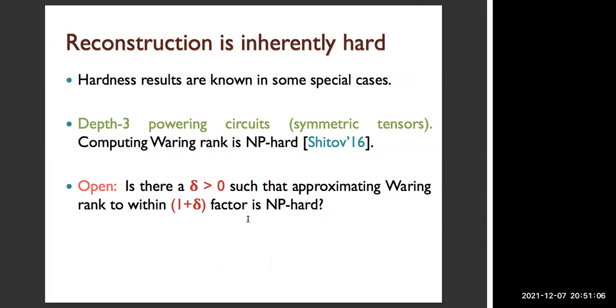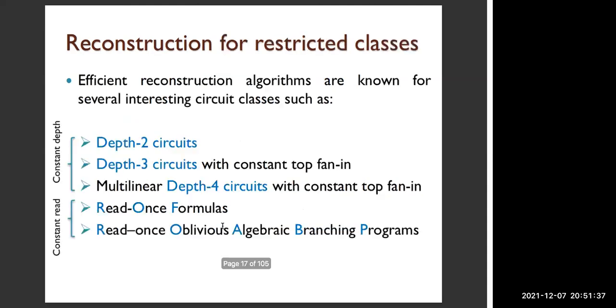Whether constant factor approximation of finding the minimum size depth-3 powering circuit is hard or not, in other words, whether approximating the powering rank to a constant factor, maybe a very small delta like 0.0005, is NP hard or not is not known. It's a bit strange and annoying that it is known for tensor rank, but not quite the powering rank or the symmetric tensor rank. As far as I know, I may be mistaken, it is not known.